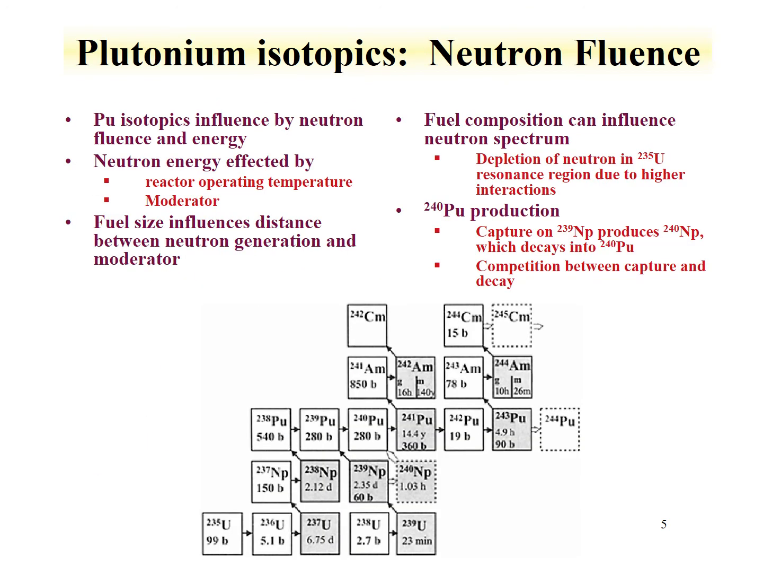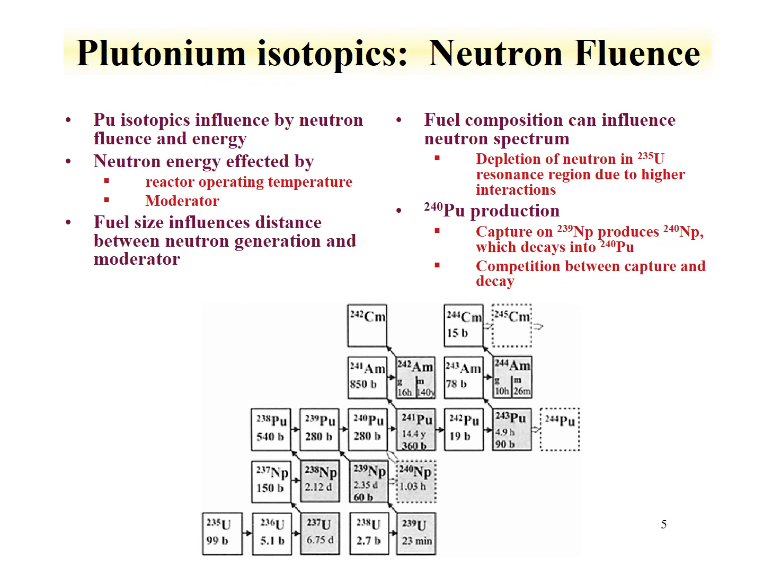Relatively high amounts of plutonium-240 indicates that it could come from a typical commercial reactor. The isotopic distribution of plutonium is also influenced by neutron energy and its fluence. The energy of neutrons in a reactor can be influenced by the reactor operating temperature and the moderator. So signatures from the plutonium isotopics that are driven by the energy of the neutron can tell one something about the reactor operating temperature and the moderator that was in that reactor.